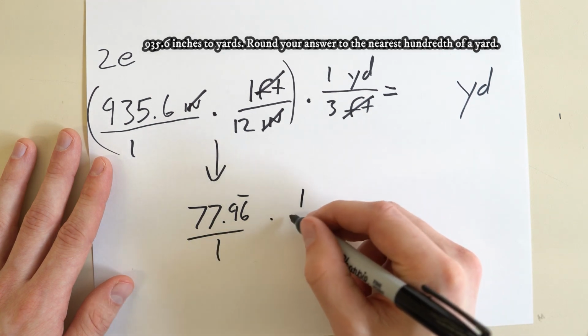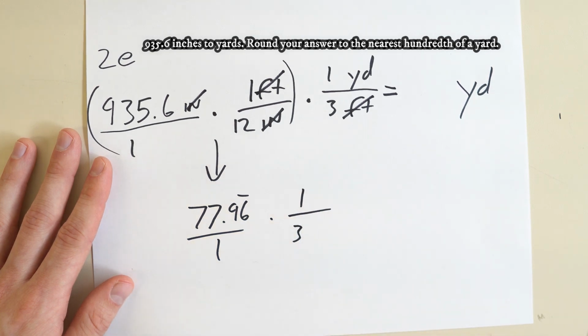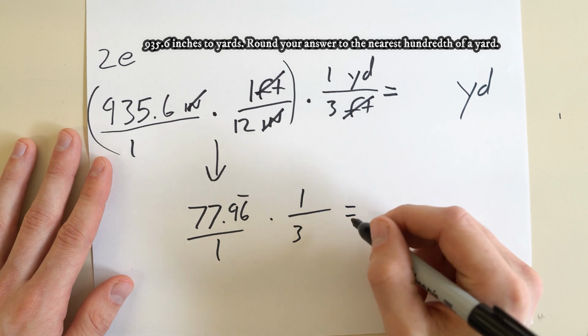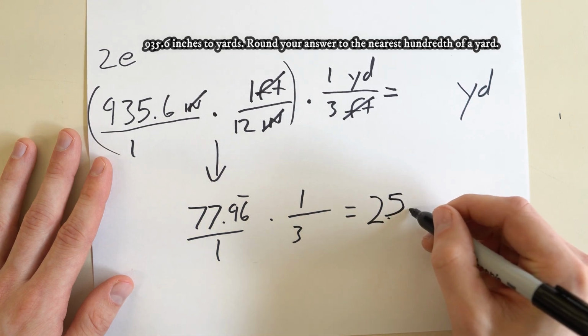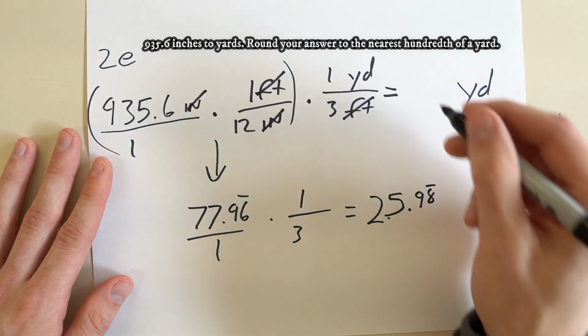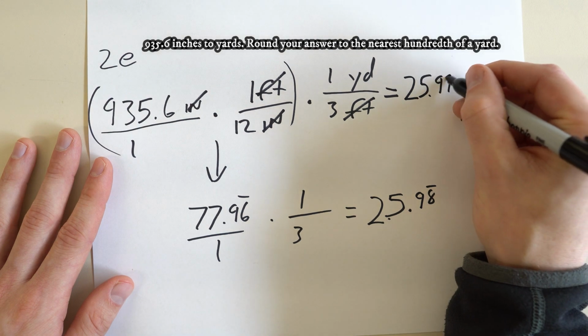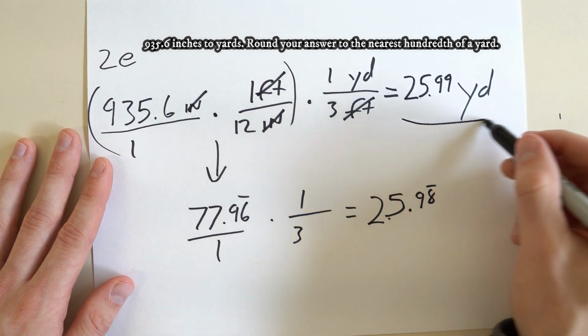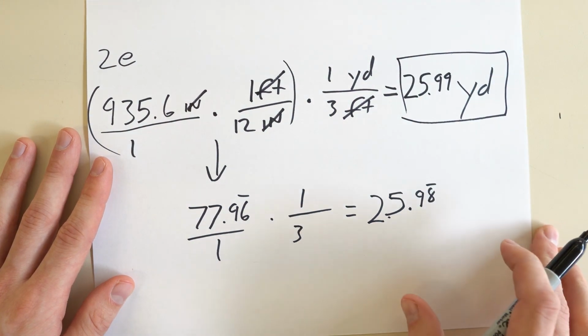And then when you take that and you divide it by 1 over 3, so we're dividing that by 3 now, you're going to get 25.98 repeating. So I'm going to say 25.99 for my answer. So that is how you would do 2E.